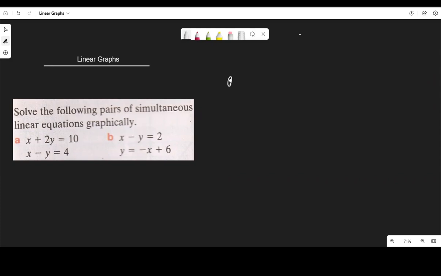So for the first one, that is question A, I have x plus 2y equal to 10. Here, to find the x-intercept, I will set y to be 0 and find the value of x. Then to find y-intercept, I will set x to be 0 and find the value of y also. So let's do that.